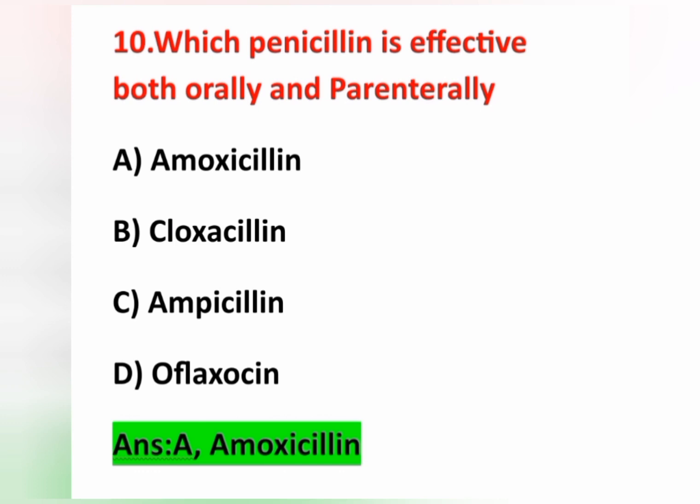While giving ampicillin to the patient, there is a chance of diarrhea, more frequently with oral ampicillin. Cloxacillin is effective only when given parenterally. Ofloxacin is not a penicillin group of drug; it is an antimicrobial agent, a second generation fluoroquinolone. Our question is, which penicillin is effective both orally and parenterally? Option A, amoxicillin, is the correct answer.